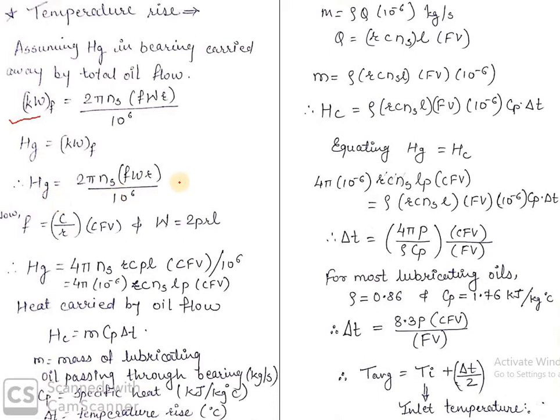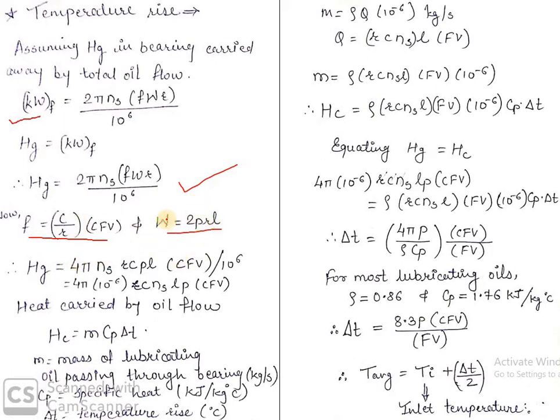So the heat generated formula is given by this formula. Now we know that there are two terms we are having. One is the coefficient of friction, which we can find out by using this formula, which we have seen in the previous slide: C by R in bracket CFV. And also in my previous video we have talked about the Petrov equation, where we have seen this formula: radial load is equal to 2P RL, where P is unit bearing pressure.